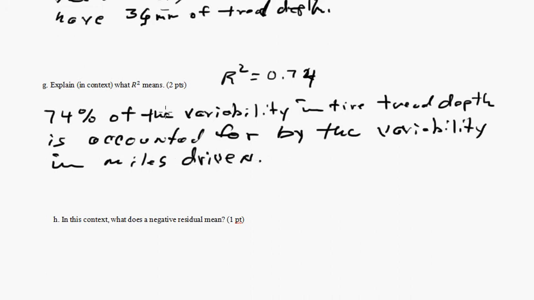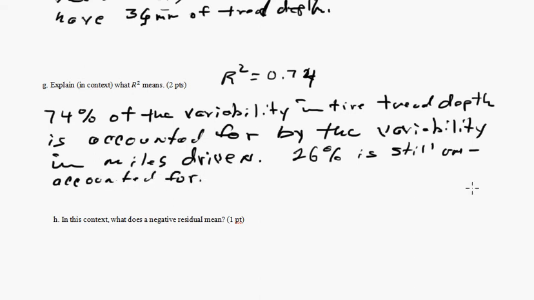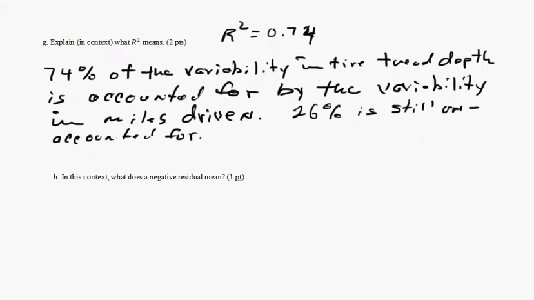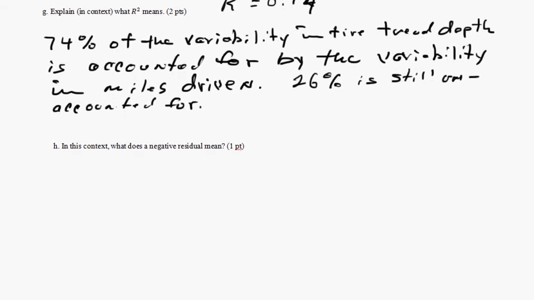They didn't really ask you to evaluate it. Okay, it's a reasonably good model. 26% is still unaccounted for. And that probably has to do with things like driving style, how you drive the car, and where you drive the car, what kind of road conditions, because that's going to impact the wear of the tire.